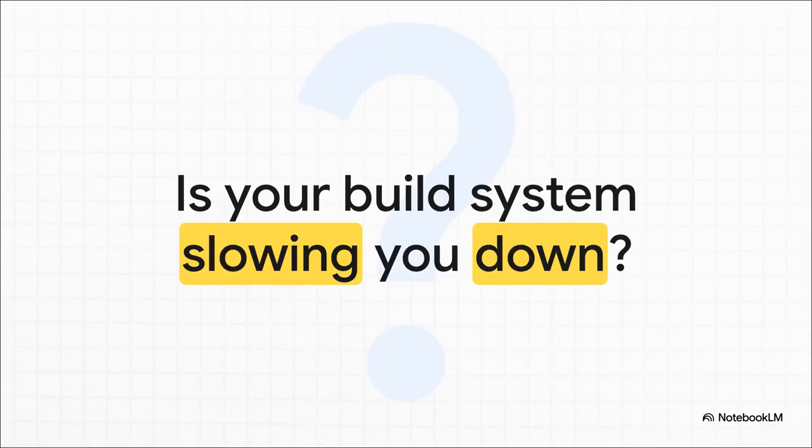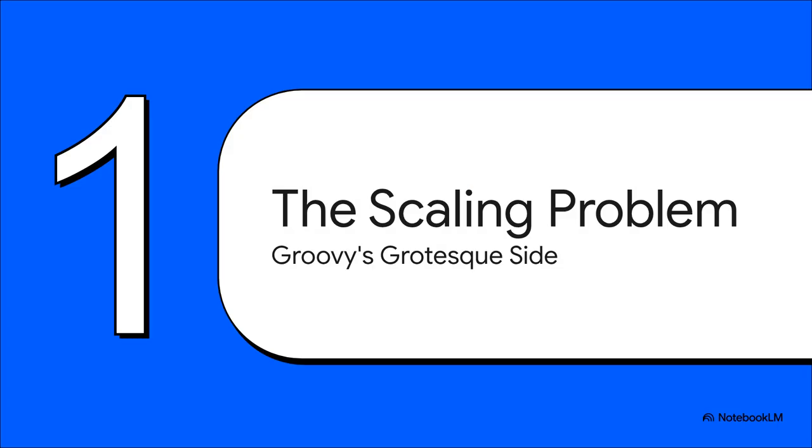So let me ask you something. As your Android project gets bigger, more complex, does it feel like your build system is just fighting you? Are you constantly chasing down these weird, random errors that only pop up right when you're trying to ship? If you're nodding right now, trust me, you are not alone. So, where does this headache actually come from?